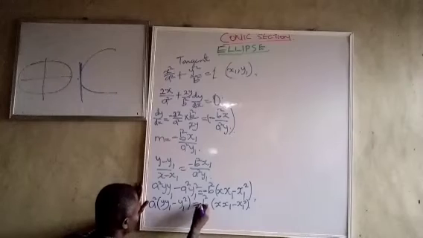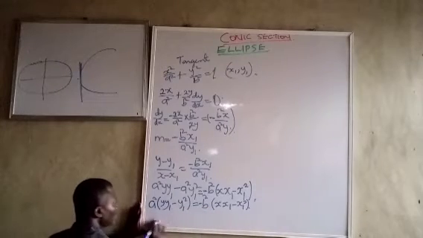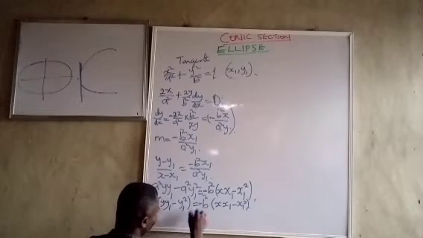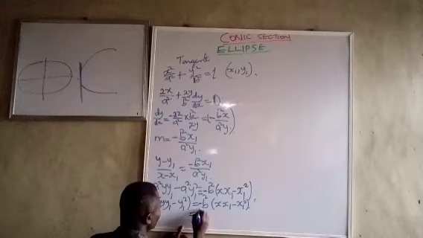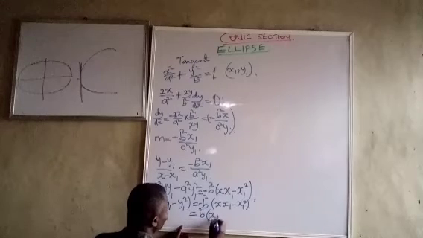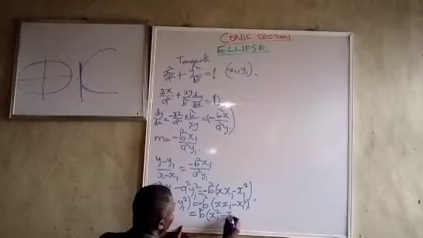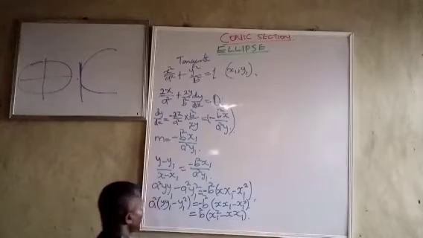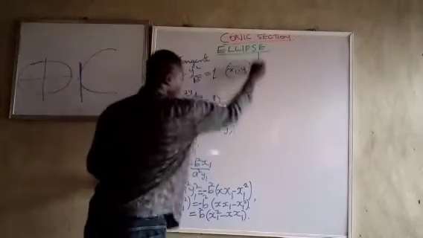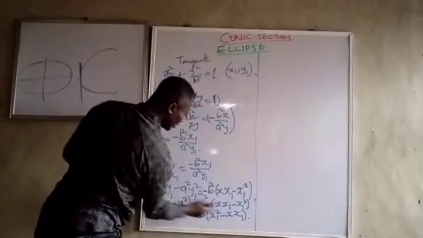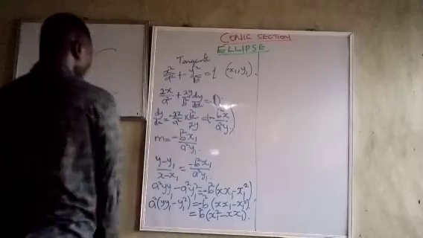Yes, this is minus. Because of this minus sign, I'm going to have b squared into x1 squared minus x1. Please, I hope you are following. This minus here will make me interchange this.